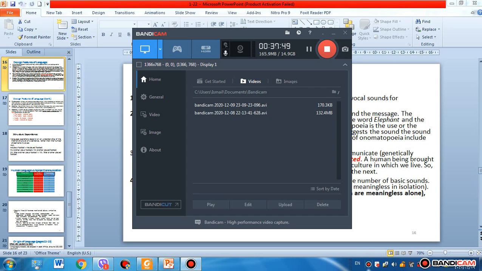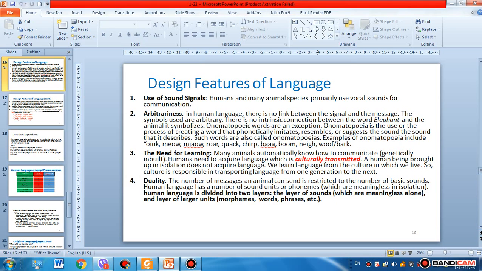Human language has duality. By duality we mean the two levels. We have two layers.